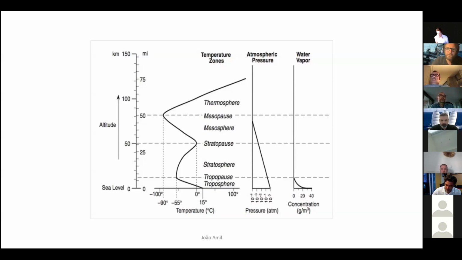Our atmosphere is a mixture, basically and mostly, of nitrogen, 78% roughly, and 21% of oxygen. Then we have 1% of other gases like carbon dioxide, carbon monoxide, argon, helium, hydrogen, etc. And the atmosphere is divided because we decided to classify it in different layers.